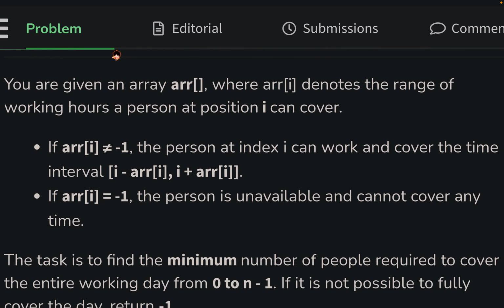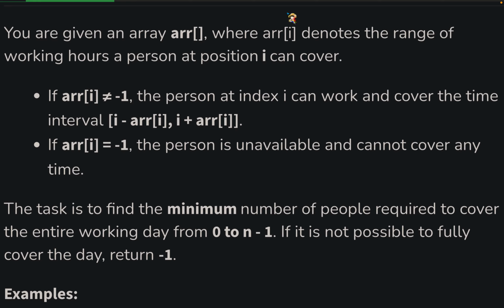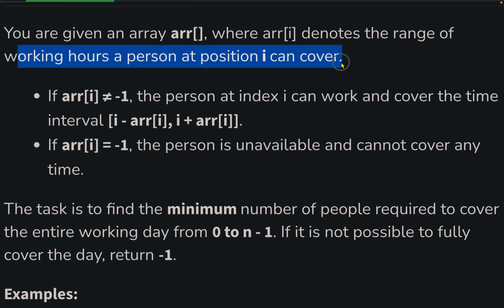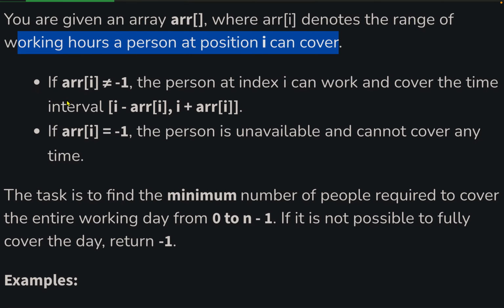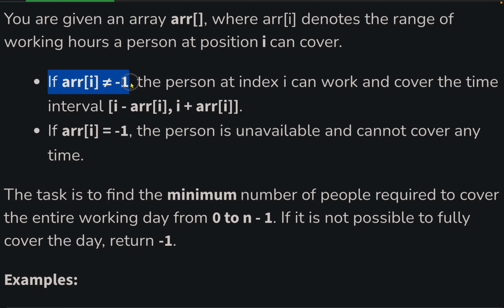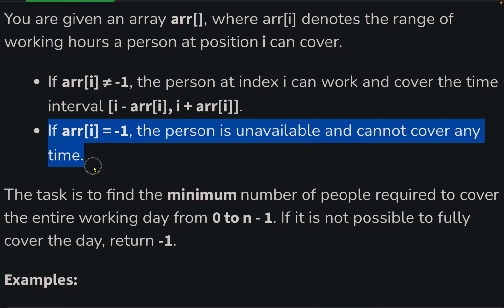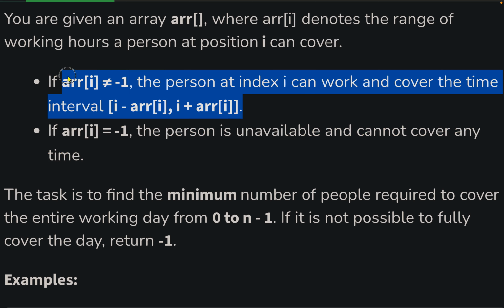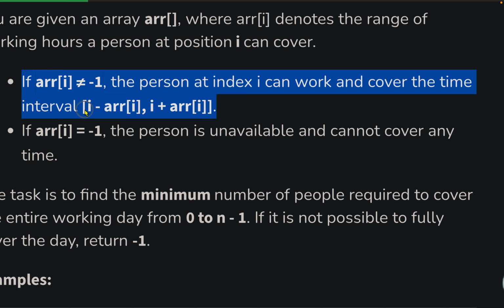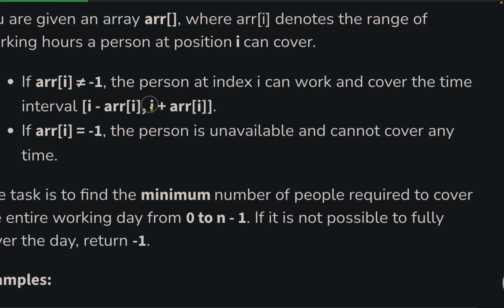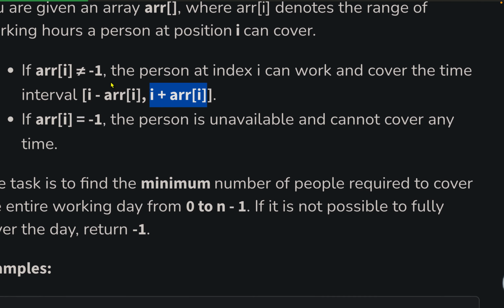So it says you are given an array ARR where ARR of I denotes a range of working hours of a person at position I, which it can cover. ARR can be -1 or any other number. -1 means the person is unavailable and cannot cover any time. But ARR of I other than -1 tells us that the person at index I can work and cover the time interval of I minus ARR of I to I plus ARR of I. So if ARR of I is 2, it can cover 2 distance forward and 2 distance backward.